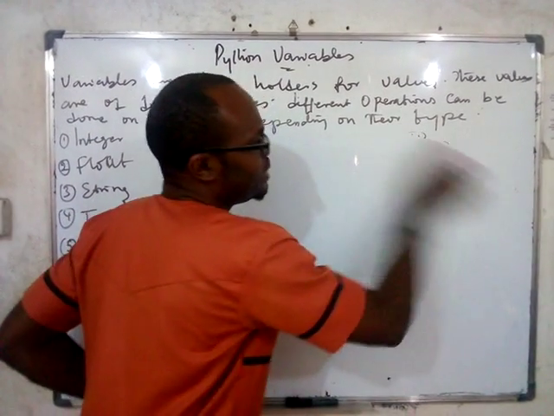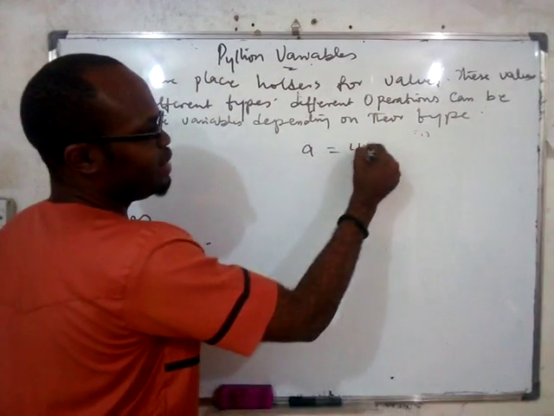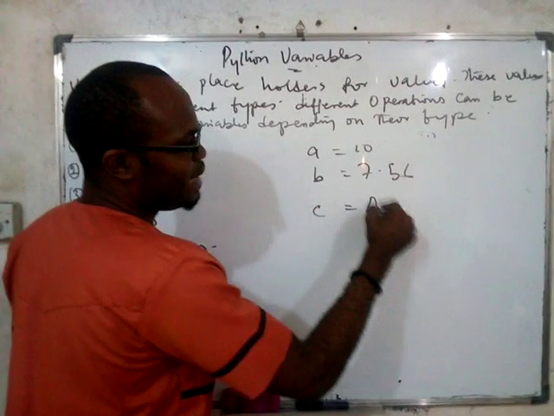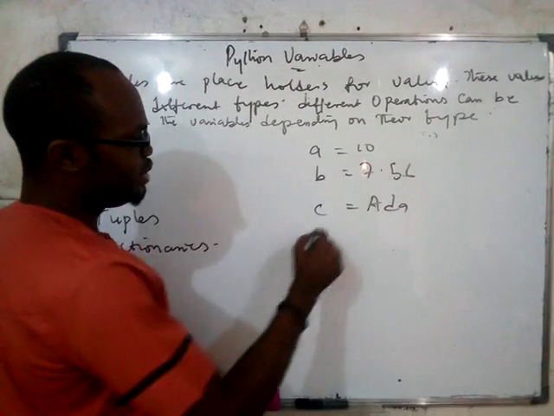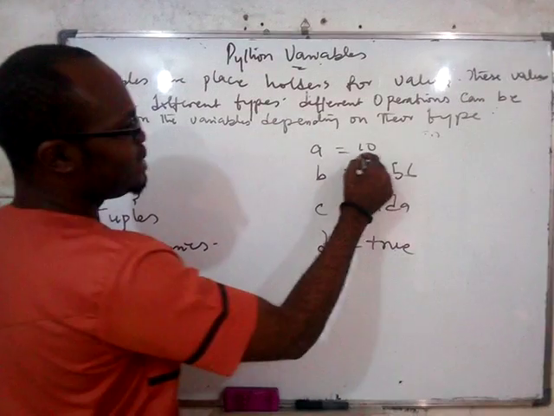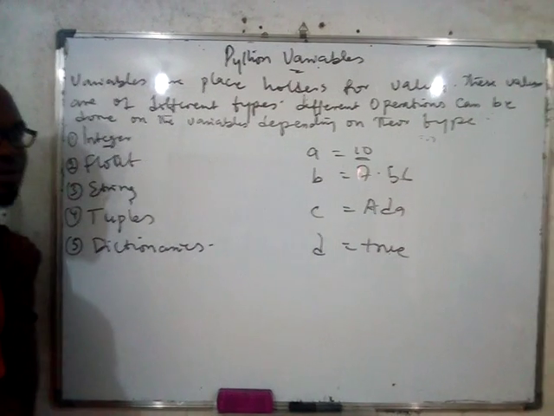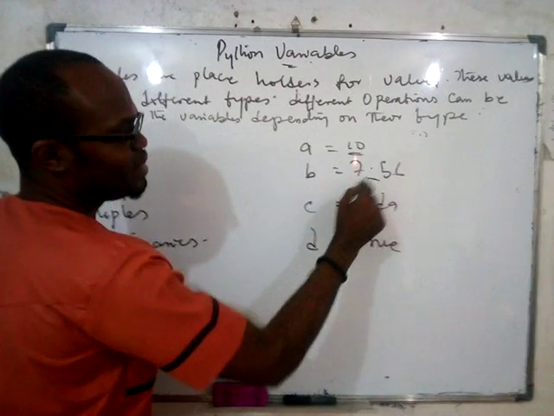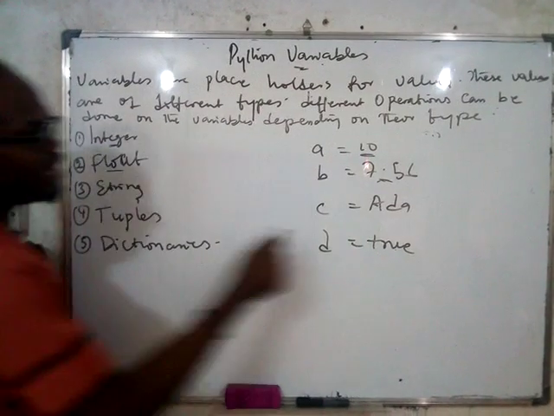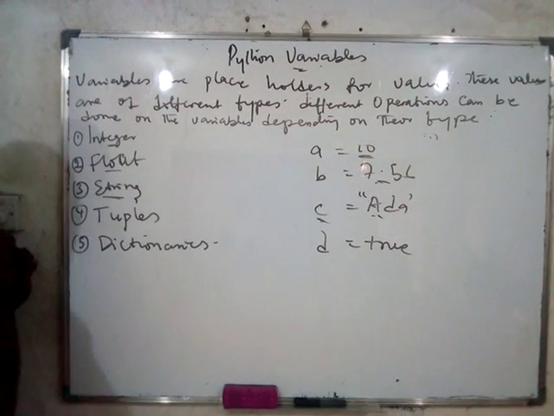So you are going to be using such things whenever you are writing Python code. So when you have a equal to 10, b equal to 7.56, c equal to Ada, d equal to true, are these values the same thing? They are not. This is a whole number. Any variable that has the value of a whole number is known as an integer variable. Any variable that has a value that has a decimal place is known as a float variable. Any variable that has a name, a string, is known as a string variable. Is that clear?